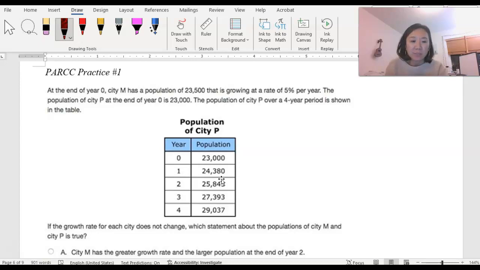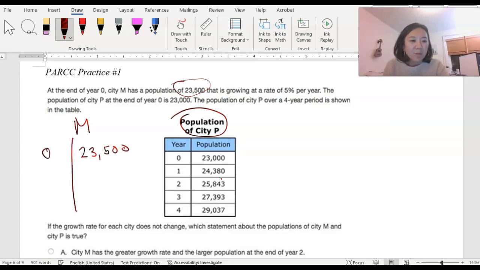And then if you need help with these park practice problems, you can follow along with me now. So at the end of year 0, City M has a population of 23,500 that is growing at a rate of 5% per year. So this is population City P. So we have another city, City M, and its 0th year is 23,500.